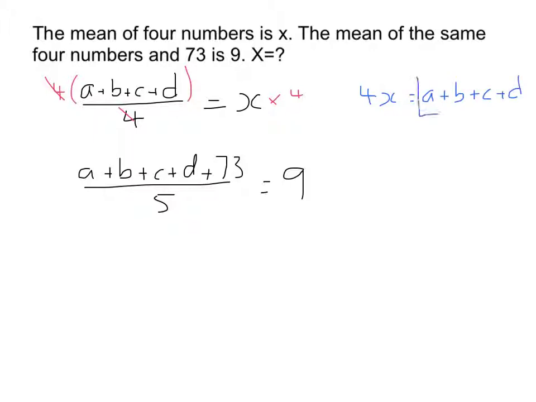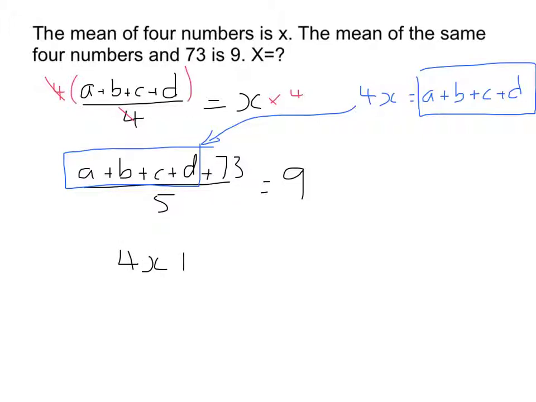Now if I get this block of a plus b plus c plus d, I can see that in the second equation. So what I'm going to do is substitute 4x into there. So that tells us that 4x plus 73 over 5 equals 9. Now if we multiply both sides by 5, that will cancel that down. Leaves us with 4x plus 73 is equal to 9 5s, 45.